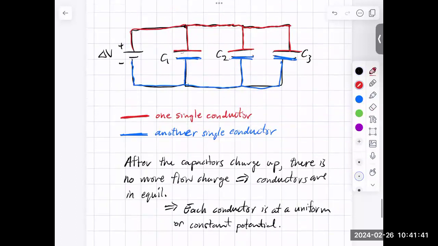Okay, and so we could say the red one is going to be at some potential VA, whatever that is. It's whatever the potential that gets set by the positive terminal of the battery. And then the blue one is also at a uniform potential, it's VB, and that's it. So the bottom plate of all the capacitors are all at the same potential VB.